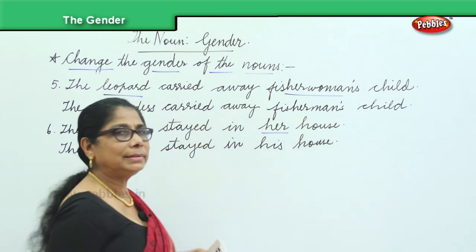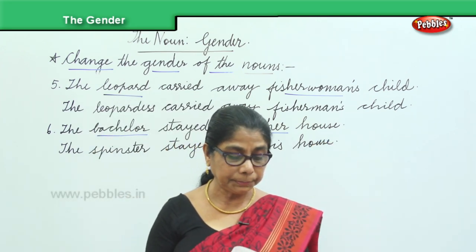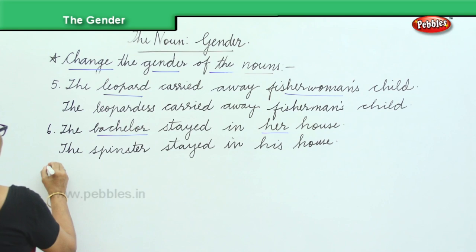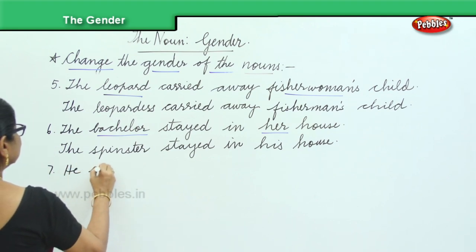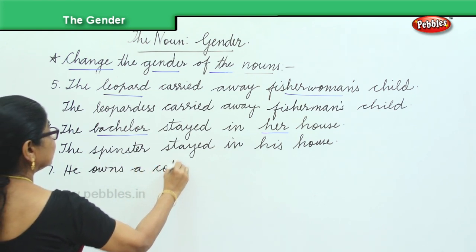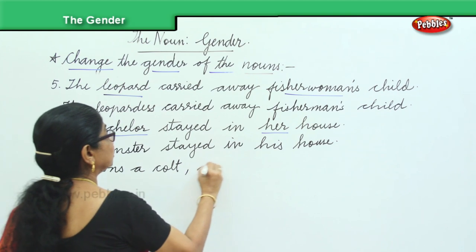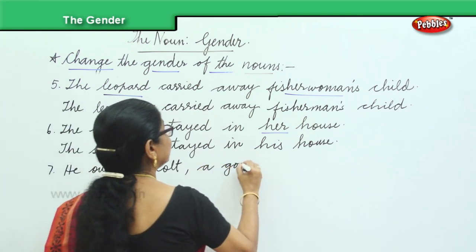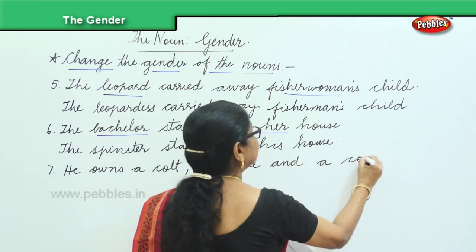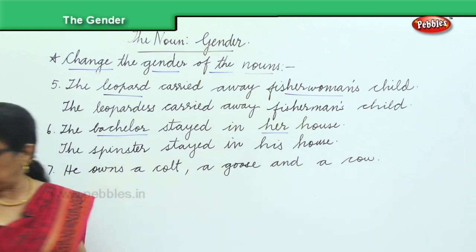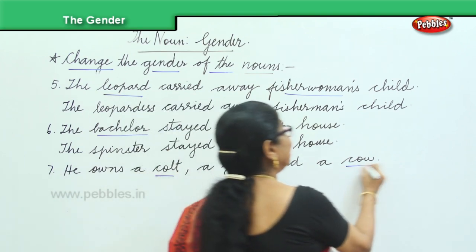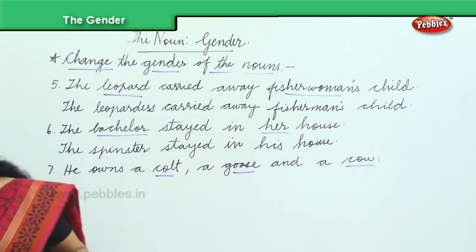Another sentence I have here for you is, he owns a colt, a goose and a cow. So what are the changes we're going to make? Owns a colt, a goose and a cow. We've got to change all this to another form.